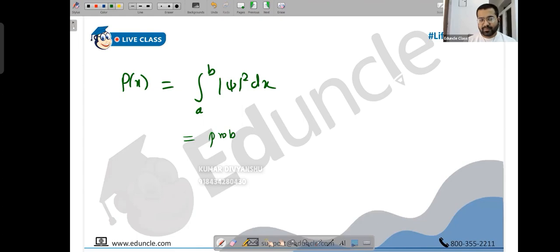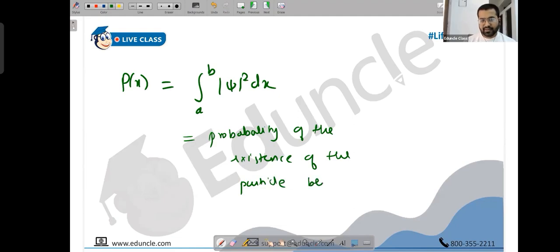What does this tell us? This tells us about the probability of the existence of the particle, the probability of the existence of the position of the particle between a and b. You gave it limits this time, a and b.